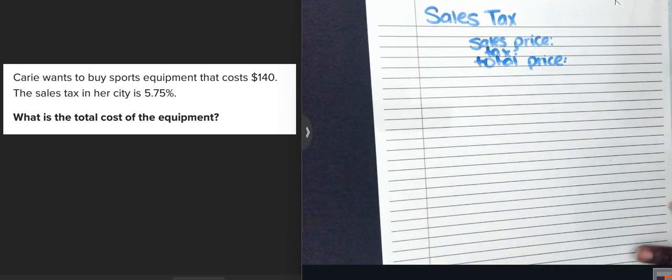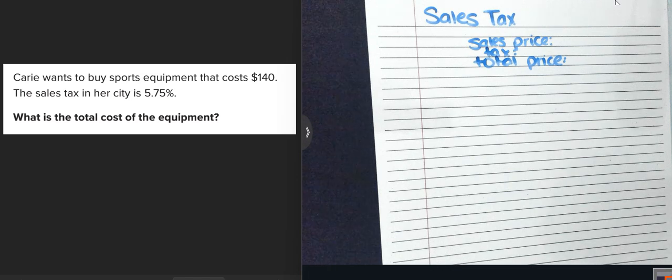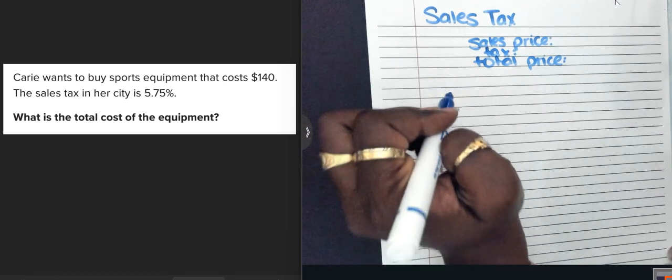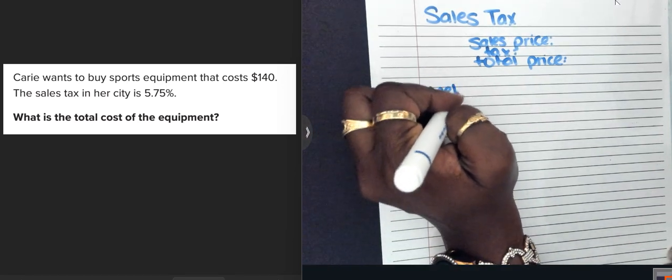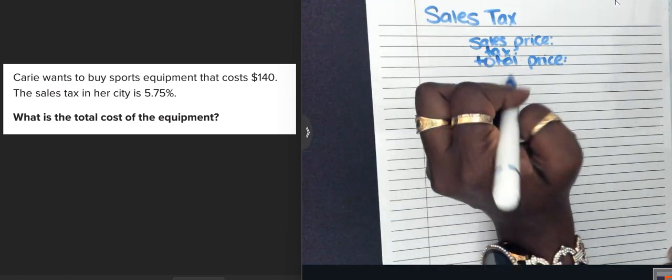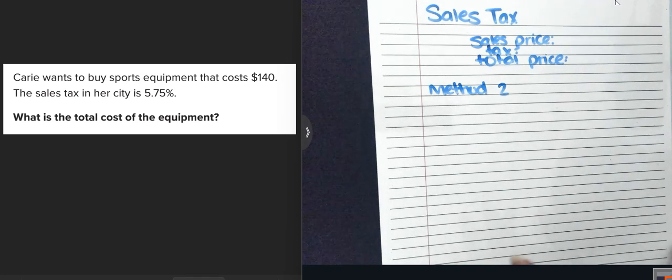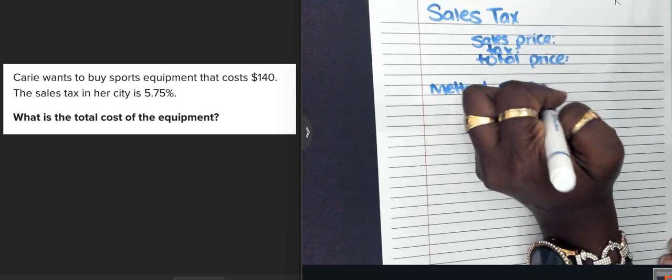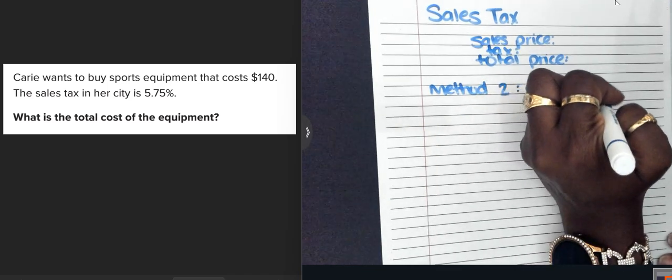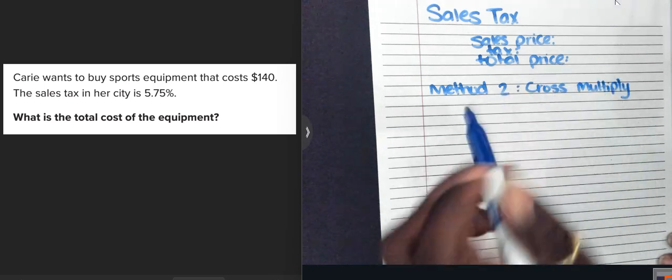All right, so in this example, again, Carrie wants to buy sports equipment that costs $140. The sales tax in her city is 5.75%. What is the total cost of the equipment? So for this example, we're going to use the cross multiplying method. We're still going to consider this to be method. This will be method 2. And so method 2, we're going to use the cross multiplying method. So I'm going to put cross multiply. And so let's see what we get.